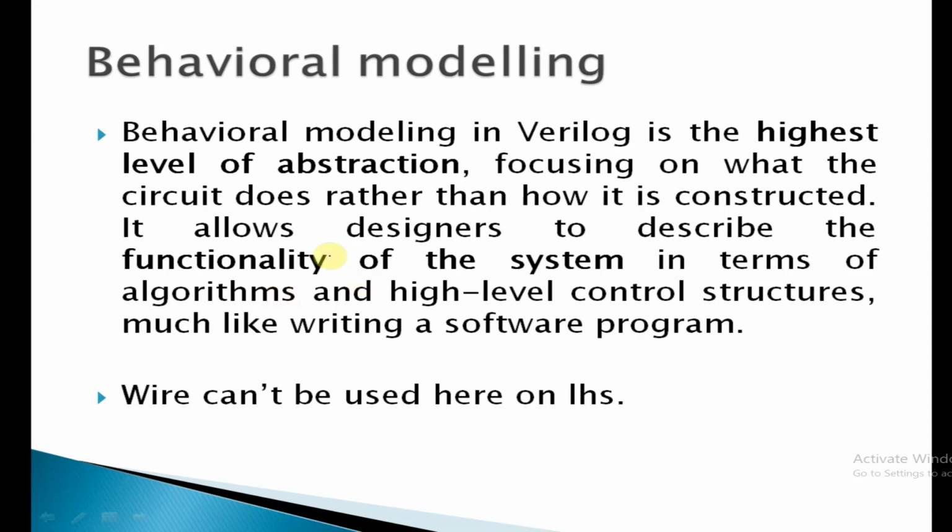So in this session, we are going to start with the behavioral modeling type of abstraction. In our previous sessions, we completed the gate level model of abstraction, and in this session, we are going to start with the behavioral model of abstraction. Behavioral modeling is the highest level of abstraction, focusing on what the circuit does rather than how it is constructed.